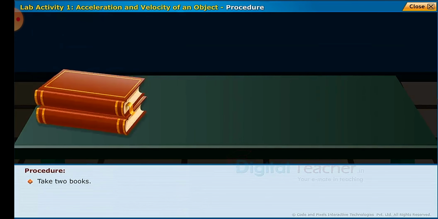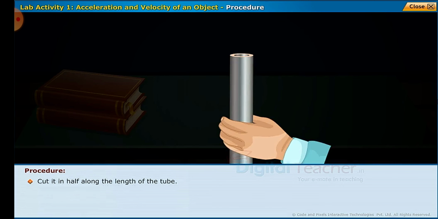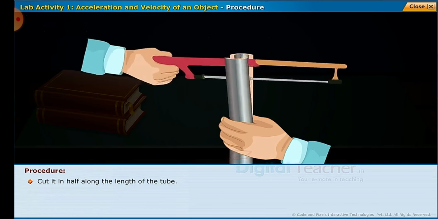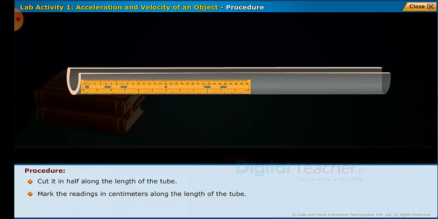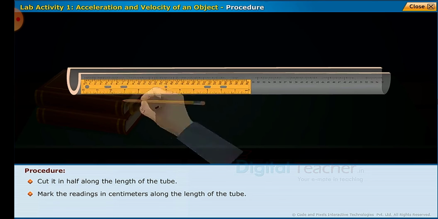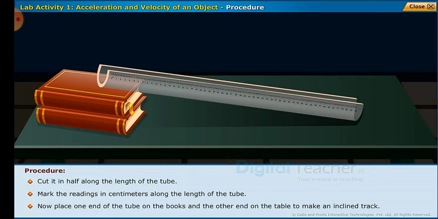Take two books, place them on a table. Take a long plastic tube. Cut it in half along the length of the tube. Mark the readings in centimeter along the length of the tube. Now place one end of the tube on the books and the other end on the table to make an inclined track.